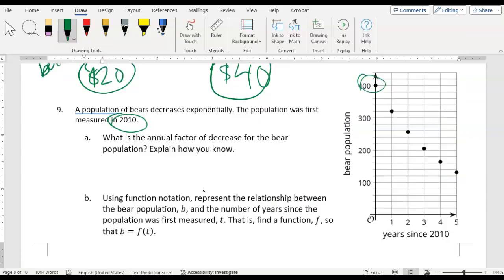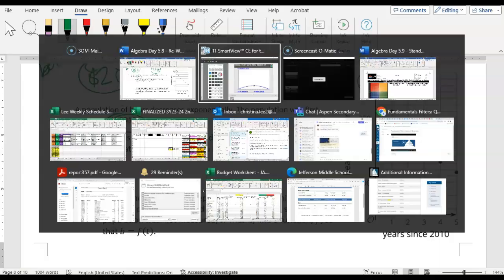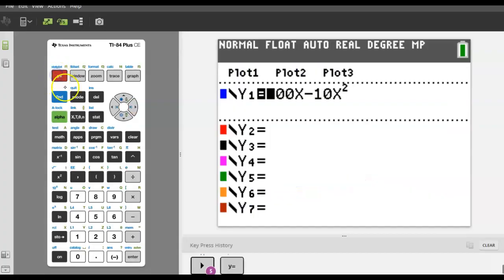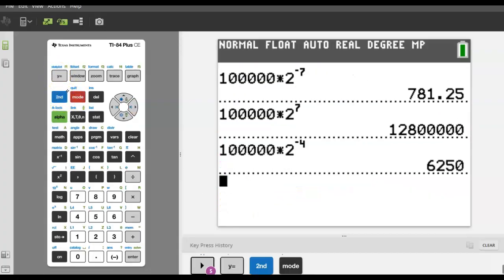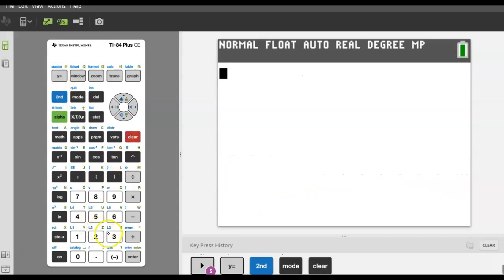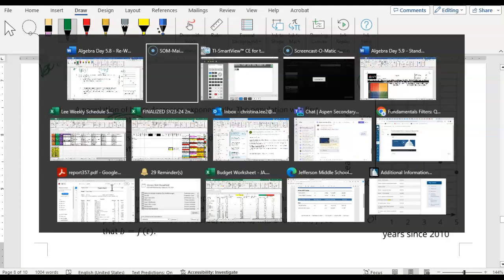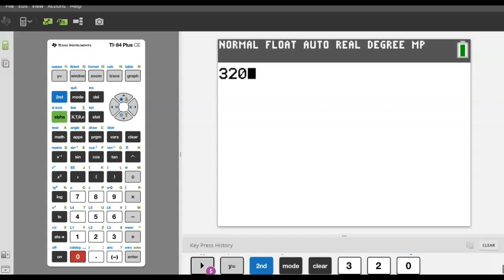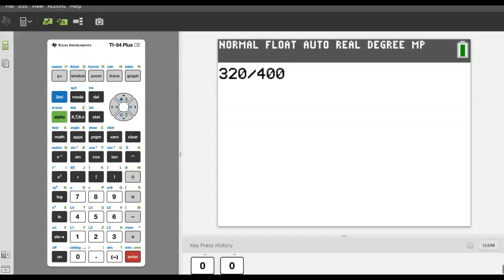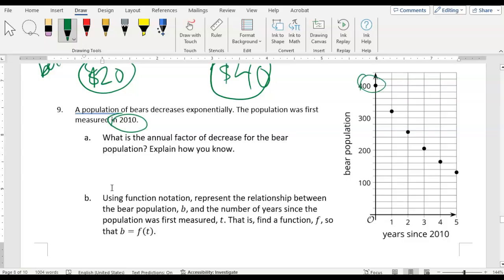So we can find that annual factor by dividing 320 divided by 400. Okay, and that gives a factor of 0.8. So 0.8 is our factor that we're multiplying by each time.